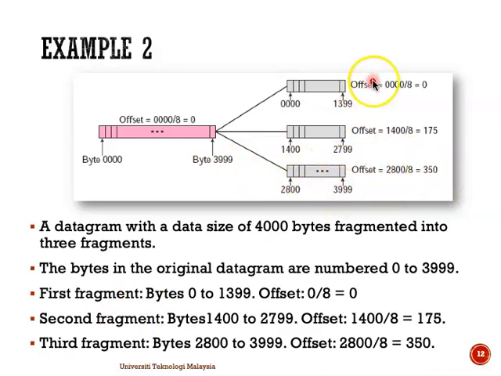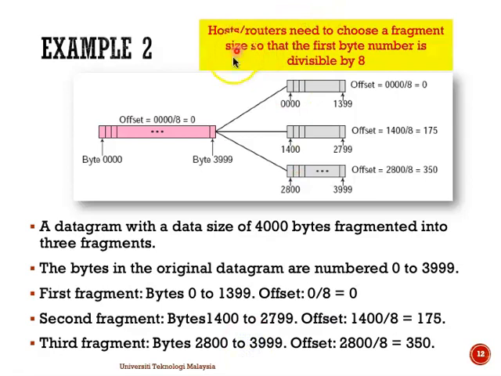Recall that 2800 bytes of data from the original data size of 4000 bytes have been put into two fragments. So the last fragment here has a size of 1200 bytes.